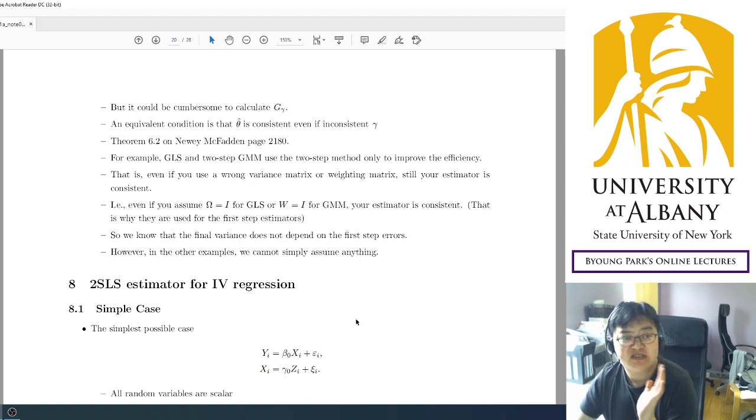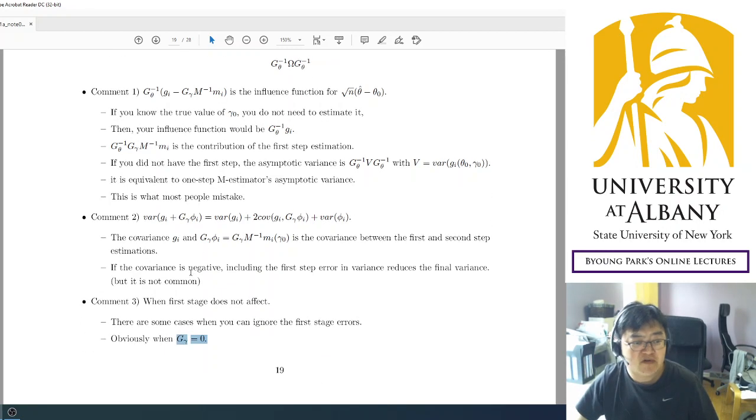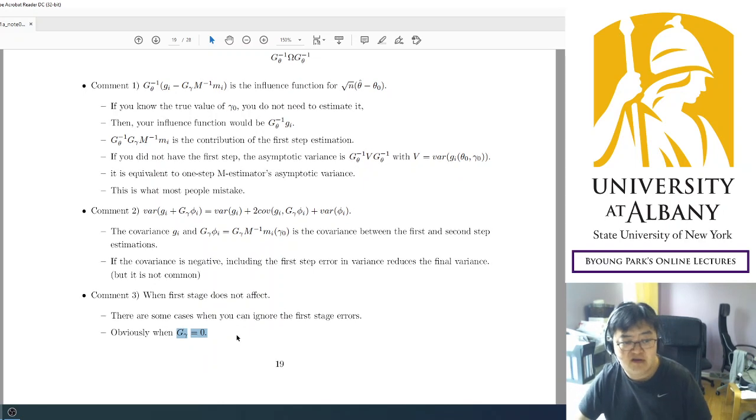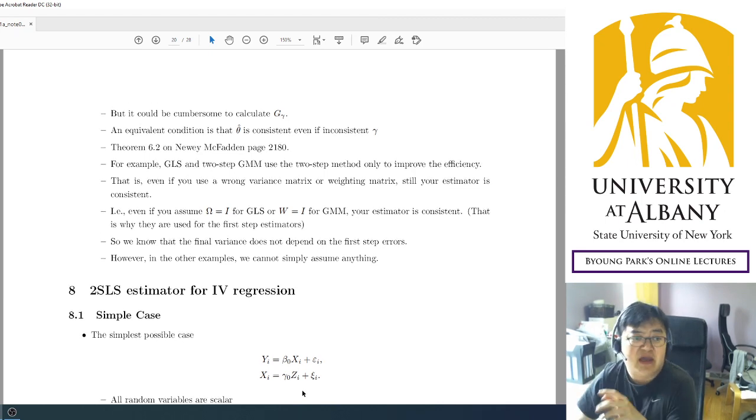This is a nice result because you are dividing the first stage and second stage estimation to make the computation easier, but the cost is a more complicated asymptotic variance. But if the first stage error does not change your second stage standard error, then you only gain the computational advantage, and you are not paying anything. And this happens, and Newey and McFadden explain it very well.